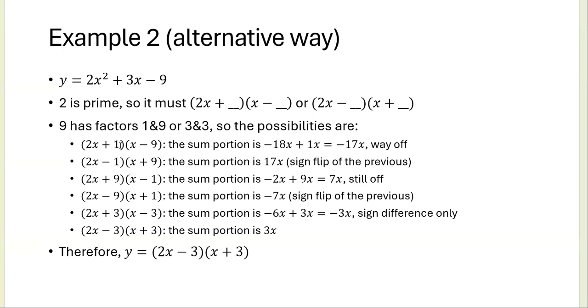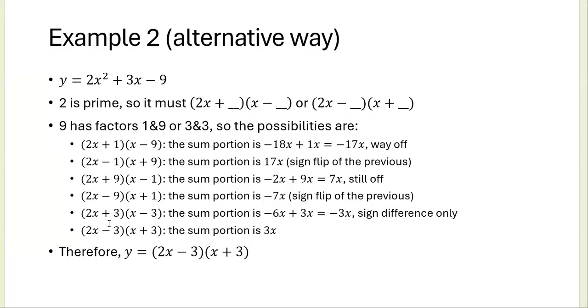Next, we could flip the position of the numbers as well. So 2x plus 9, x minus 1. If we do that, the sum is, see, this is why we have to do the mental math quickly ahead. It's 9 minus 2. So right there, right? Minus 2x plus 9x. That's 9 minus 2. It's just 7x. It's still off. And don't bother flipping the signs, but I just showed it here. If you expand out, the sum is negative 7x as expected.